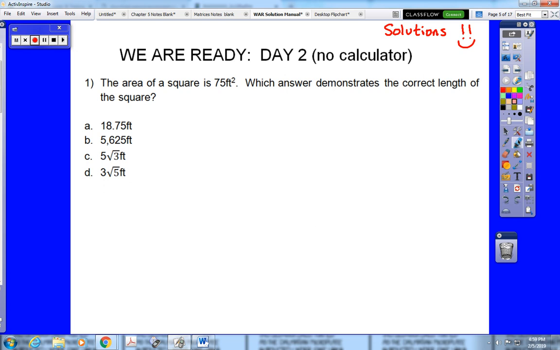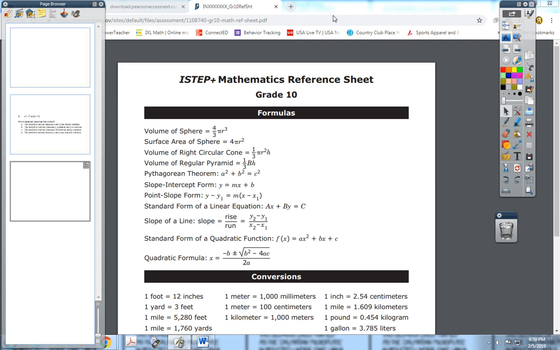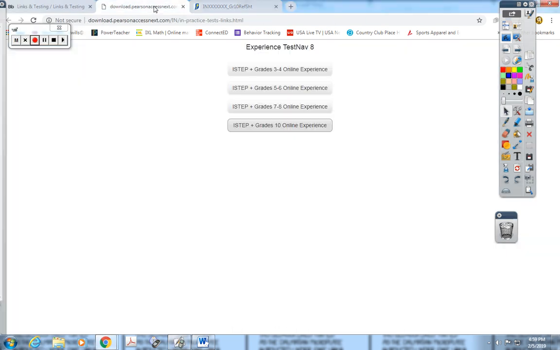Notice that this particular set of solutions is a no calculator set. You are not allowed to use a calculator on this. Now let's talk about that real quick though. Keep in mind that on the ISTEP you are not allowed to use a normal calculator. You have to use the calculator that is built in to the ISTEP.